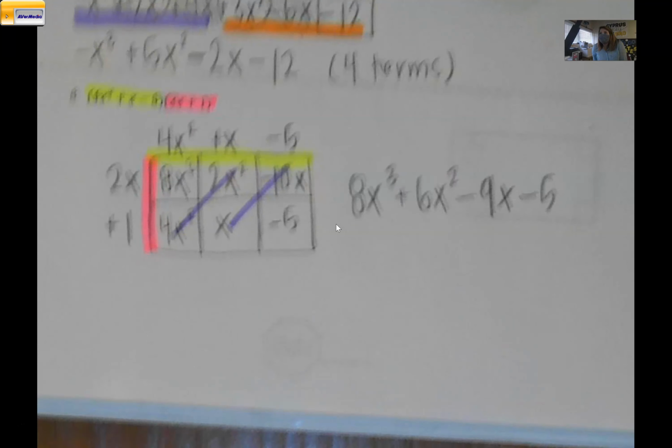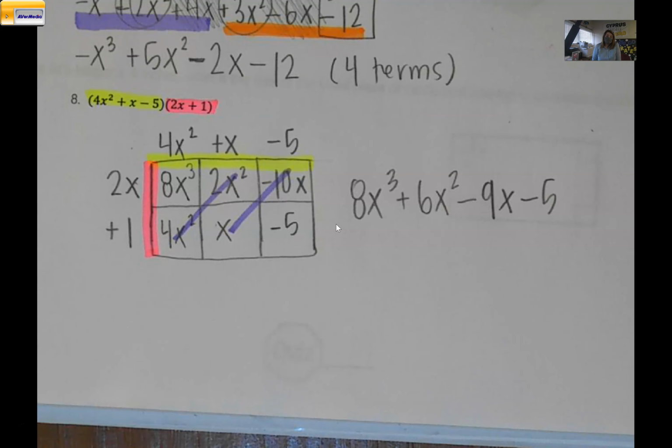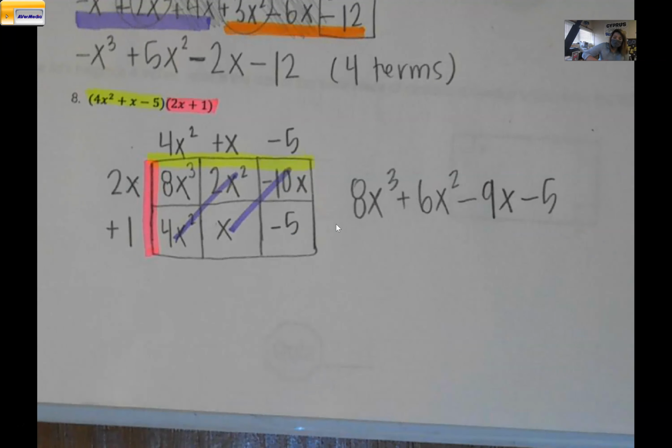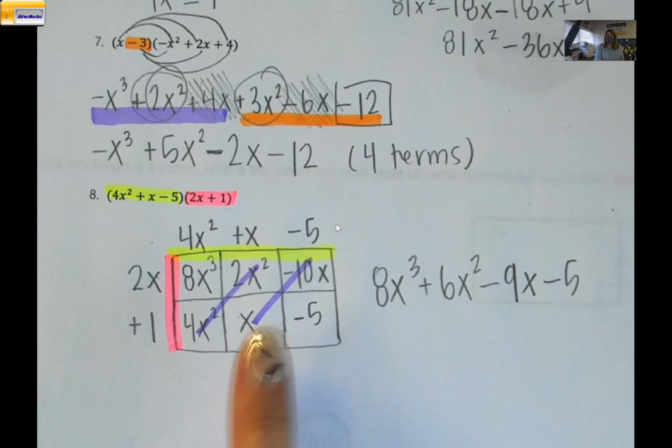Anytime there's a trinomial, I usually use box method, only because it helps me keep track of things better. I obviously know how to do it this way, but for me, this is better for my brain.